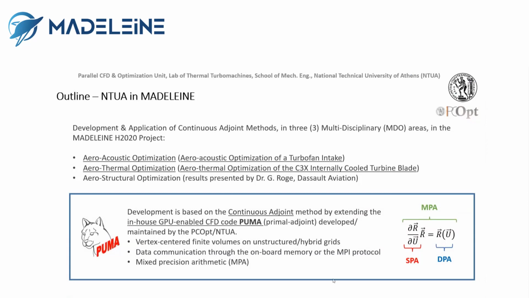The backbone of all the developments was the in-house GPU-enabled software PUMA and its continuous adjoint. PUMA implements a vertex-centered finite volume technique on unstructured hybrid grids. Its distinguishing feature is the use of the so-called mixed precision arithmetic technique. According to this, though all quantities are computed in double precision, the left-hand side is stored in single precision, which results in reduced memory requirements and increased efficiency of the software.